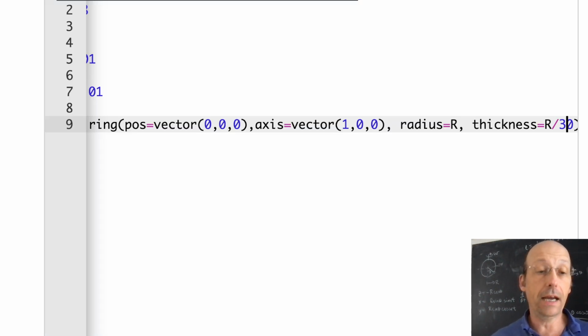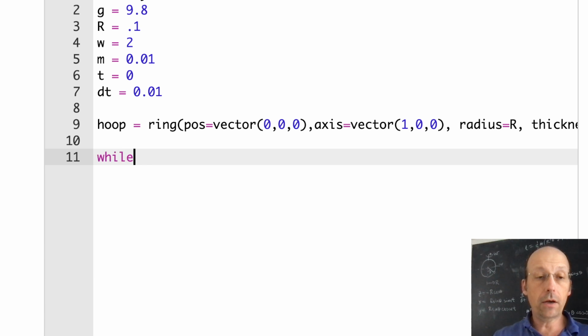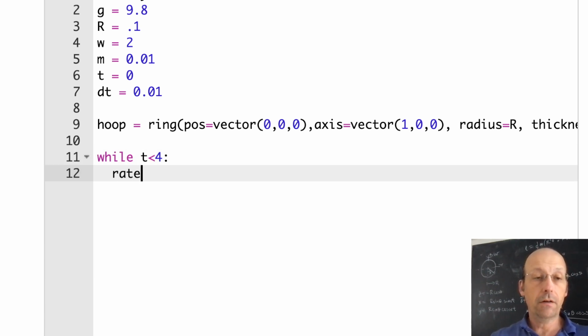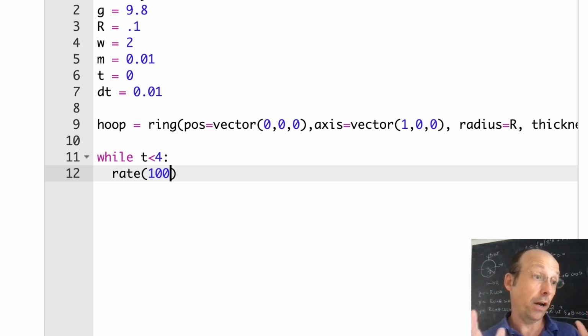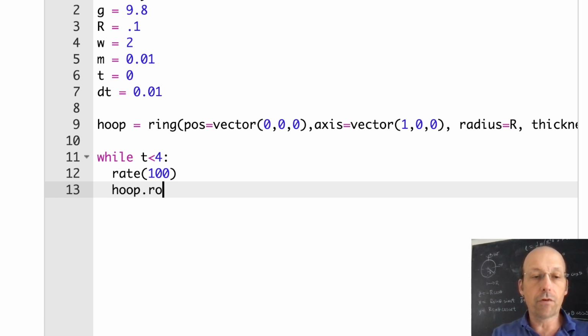Okay, now I'm going to rotate it. I'm going to rotate it in the z-axis. So let's do a rotation. While t is less than 4, I'm going to run it for 4 seconds, rate of 100, so that I'm going to run it in real time. So what I want to do to rotate, I can just rotate the object with the rotate function. So hoop.rotate. So if I do that, I need to say about what point, and that's going to be the origin equals vector(0, 0, 0).